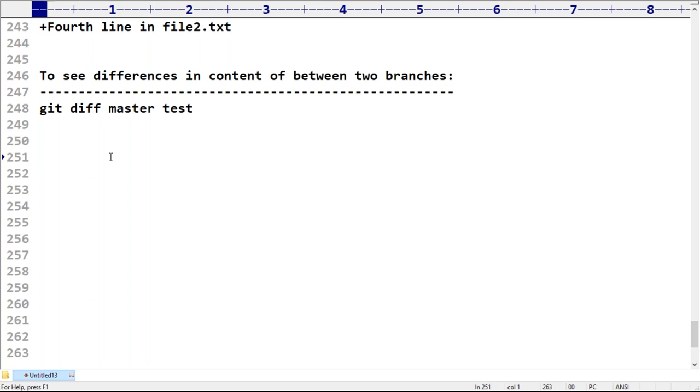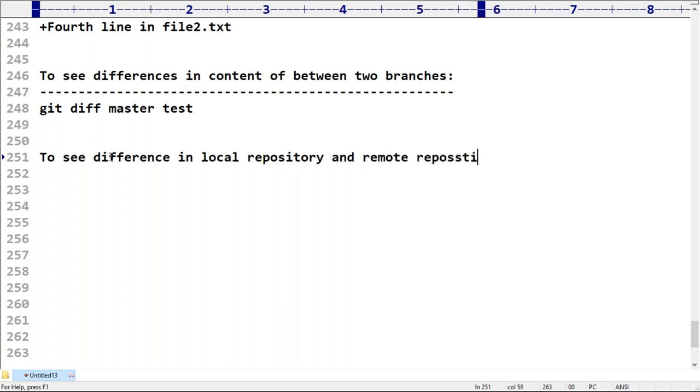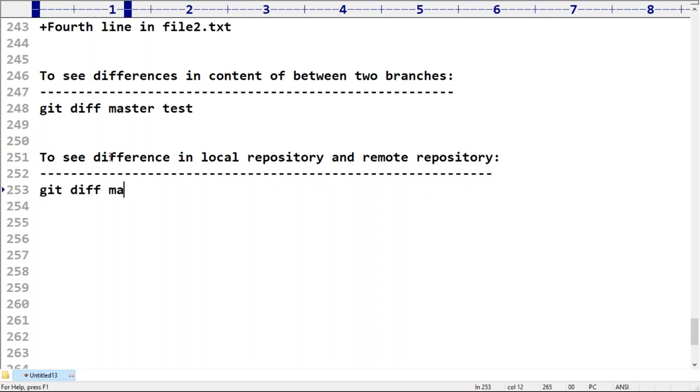Next, to see the difference between the local repository and the remote repository. Remote repository concept is not yet covered. There I will discuss, sir. Don't worry, even that you can do. git diff master. What is this one? Can you please confirm?